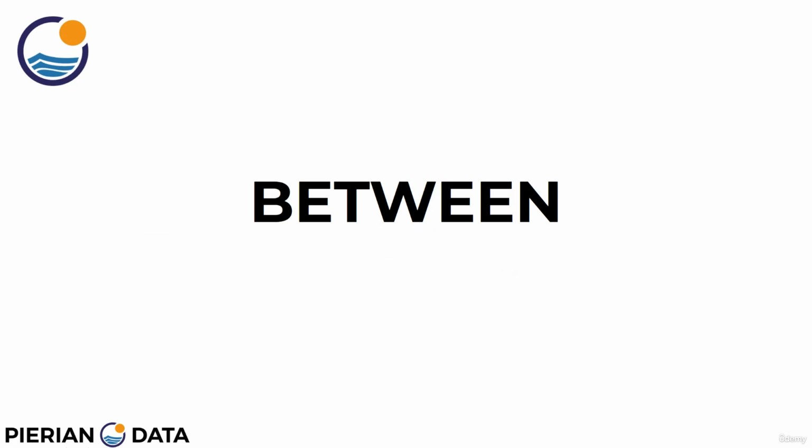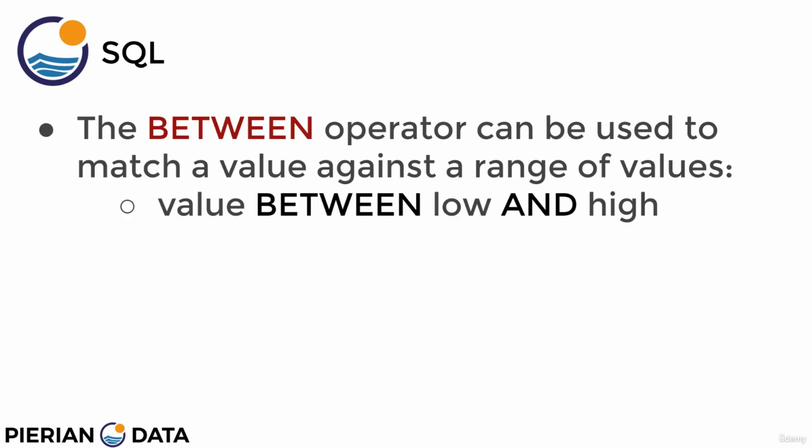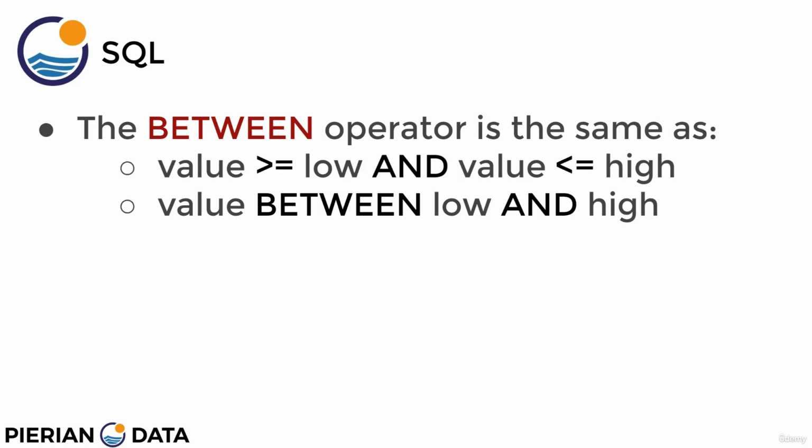Welcome back everyone to this lecture on the between keyword operator. The between operator can be used to match a value against a range of values. So for example, we can ask where is a value between a low and a high? And this is essentially going to be a condition you can tag along with a where statement.